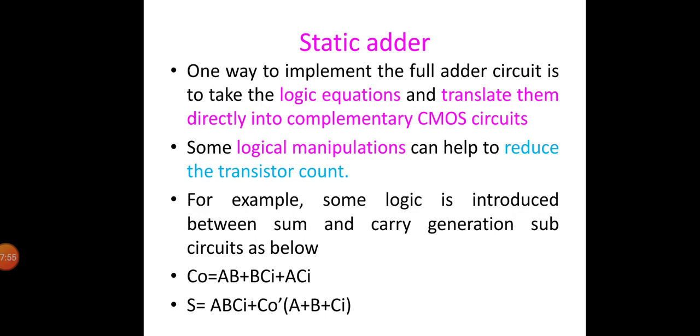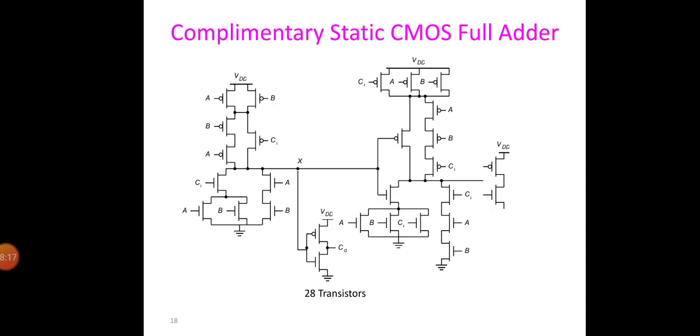So we can rewrite the carry as Co equal to AB plus BCi plus ACi, and sum equal to ABCi plus Co' times (A plus B plus Ci). The equivalence with the original equations is easily verified, and the corresponding adder design using complementary static CMOS is shown in this figure, which requires 28 transistors. In addition to consuming large area, this circuit is very slow due to the following reasons.